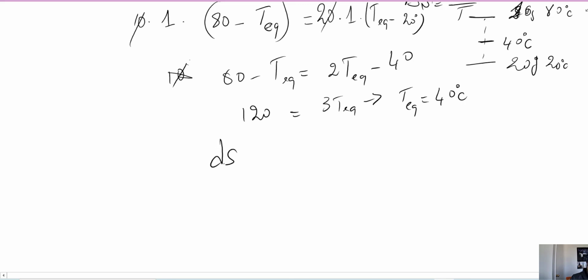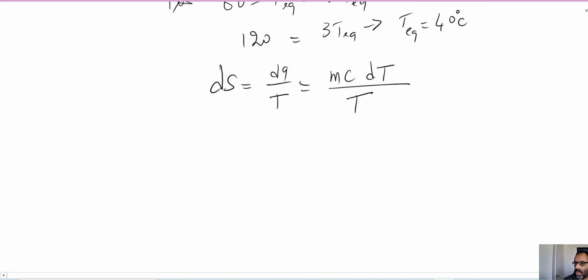So what I'm going to say in here, dS is equal to dQ over dT when the water goes by temperature. dQ is actually going to be mc times dT over T. Now if I'm going to integrate from T initial to T final, of course I have to consider both the cold source and the hot source and see where the entropy of both systems is going to end up.